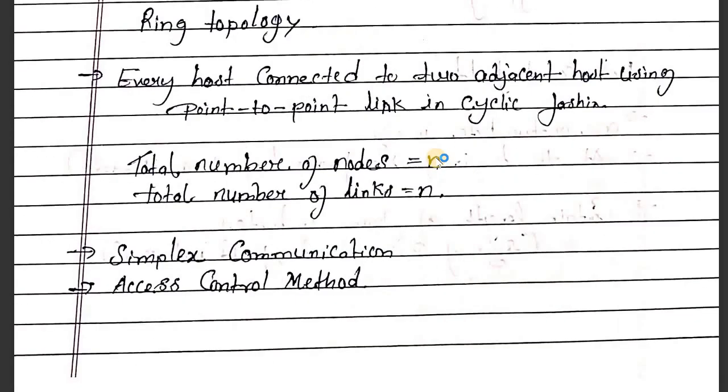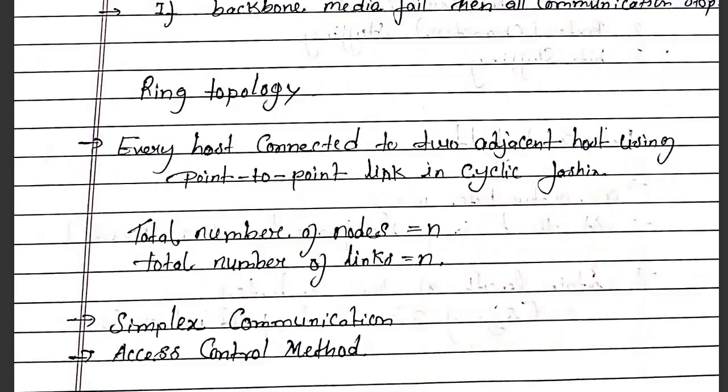The fourth one is ring topology. In ring topology, there is a point-to-point connection in a cyclic fashion. If there are four nodes, then each node is connected with two adjacent nodes.